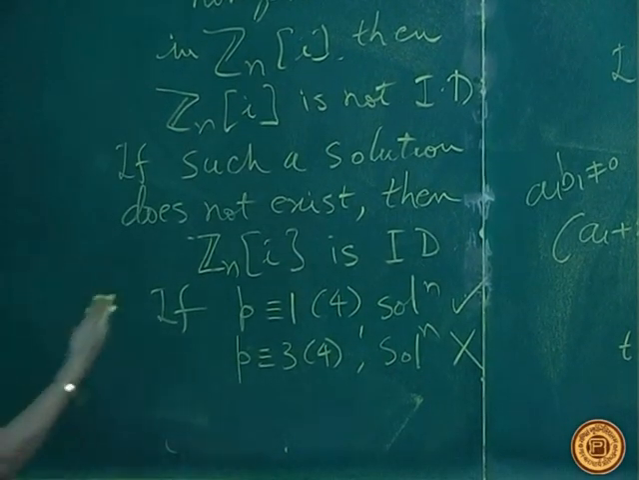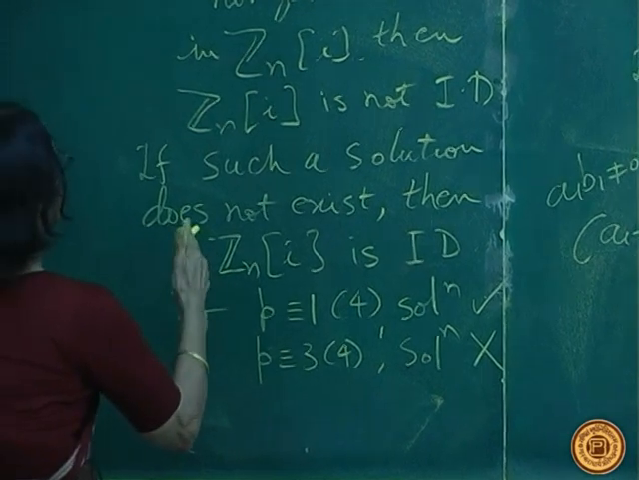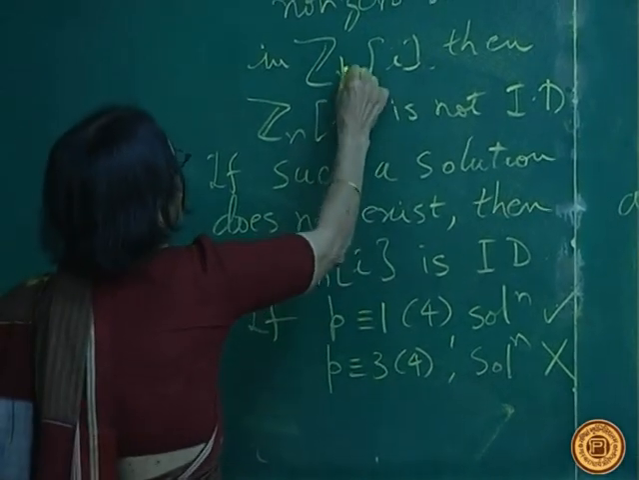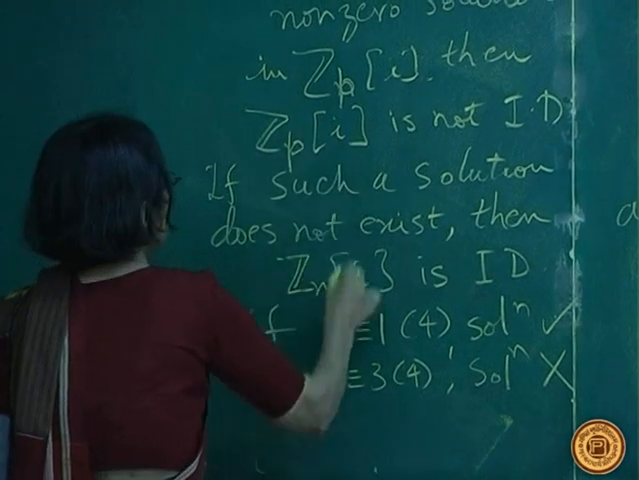N, oh, that is n is equal to P. Oh, n is equal to P. Yes, I am sorry. We are considering n to be equal to P everywhere.